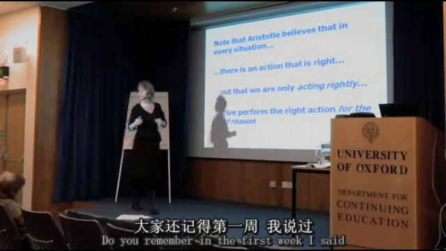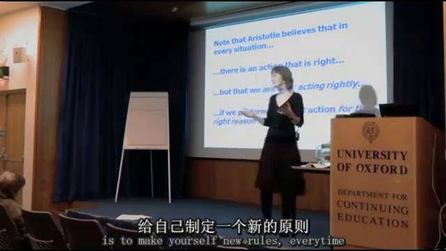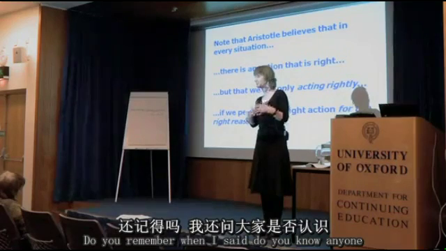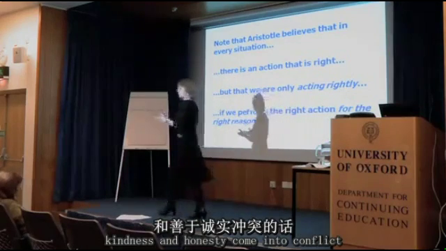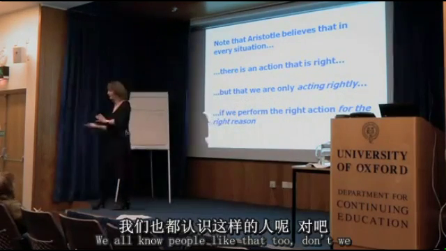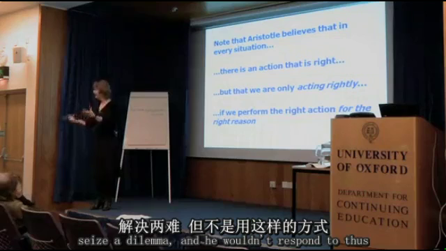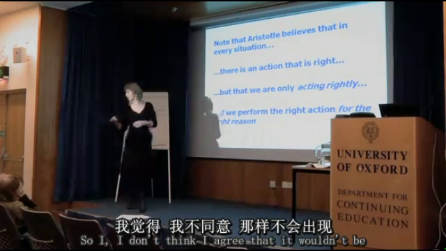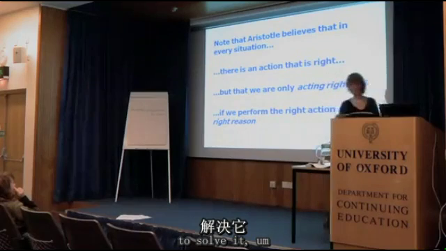Do you remember in the first week I said one way you can respond to that sort of dilemma is to make yourself new rules? Every time honesty and kindness come into conflict, I'm going to be honest. Do you remember? And I said, do you know anyone like that? And you all went, yes. And sometimes you might say, if kindness and honesty come into conflict, I'm always going to be kind. And we all know people like that too, don't we? So the virtuous person would go into a dilemma, see the dilemma, and he wouldn't respond thus. He wouldn't make himself more rules. So I don't think I agree that it wouldn't be a dilemma, just that he would be better equipped to solve it.